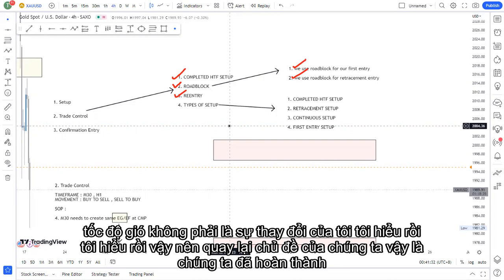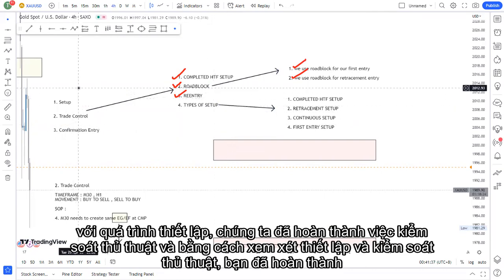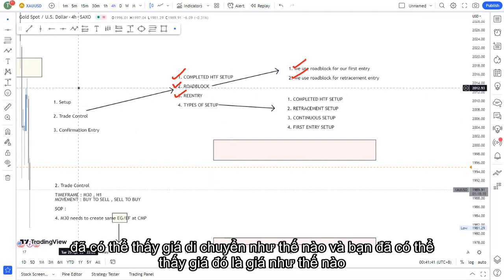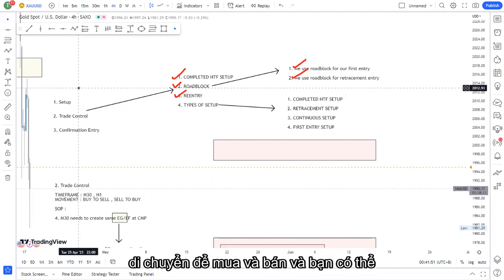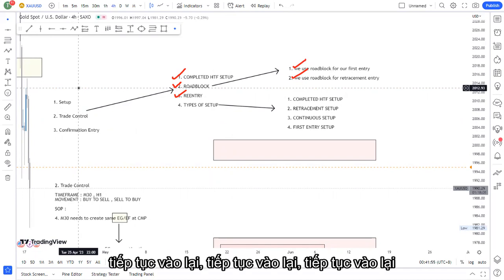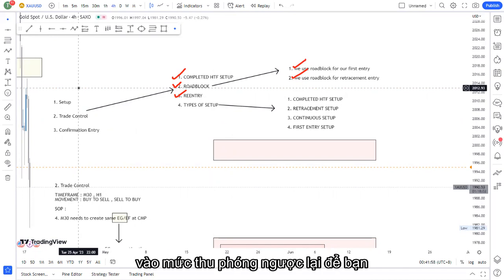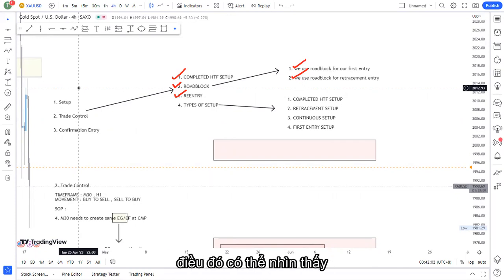Okay, back to our topic. We are done with setup, and well done with trade control. By looking at the setup and trade control, you can already see how the price moves to buy and to sell. You can put a bunch of layers on it, and keep re-entering until the opposite zone. So you already have the eyes that can see the movement of the chart clearly.